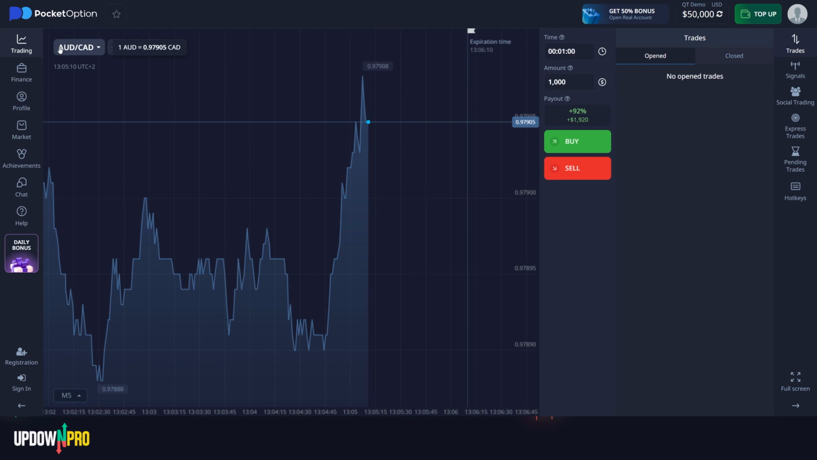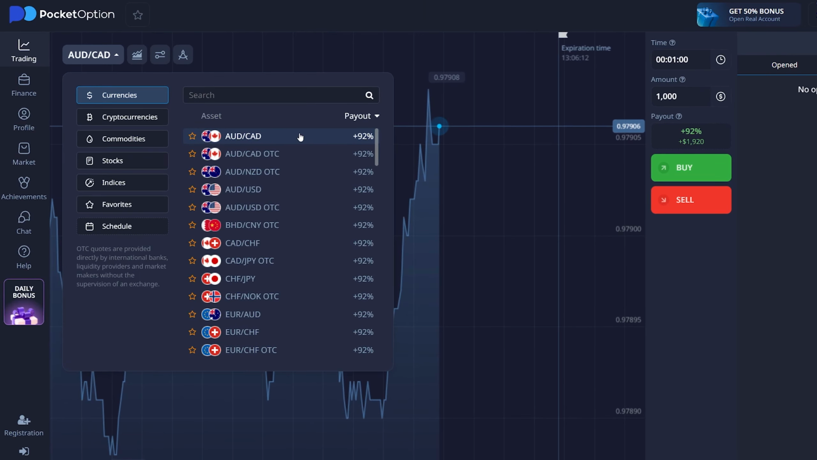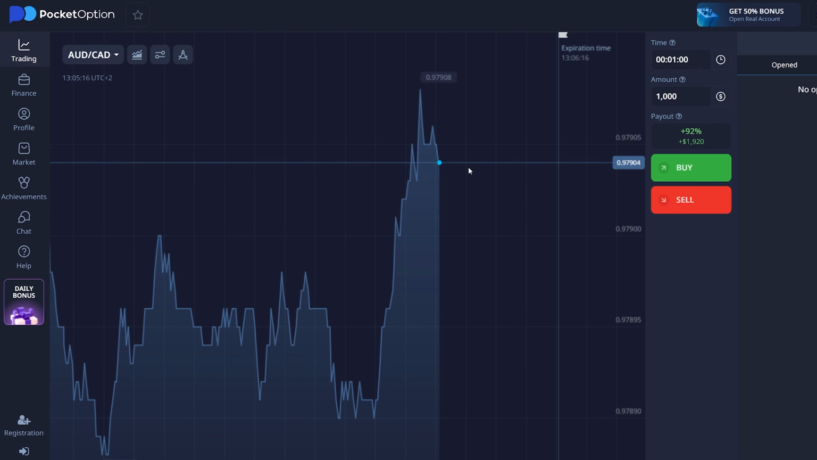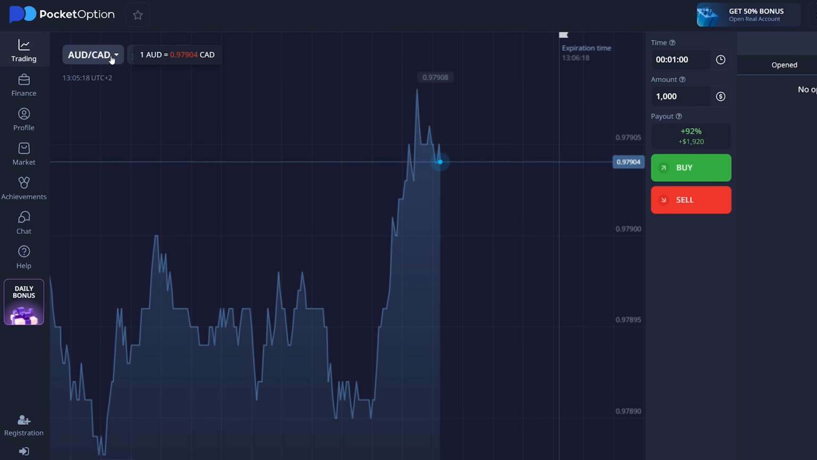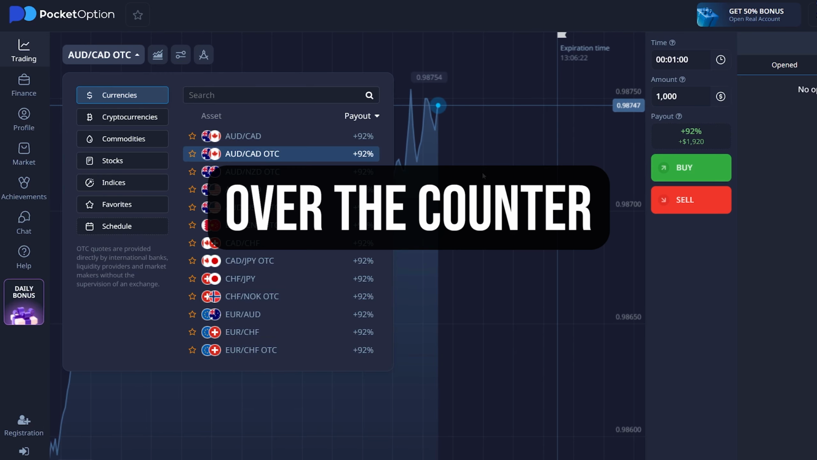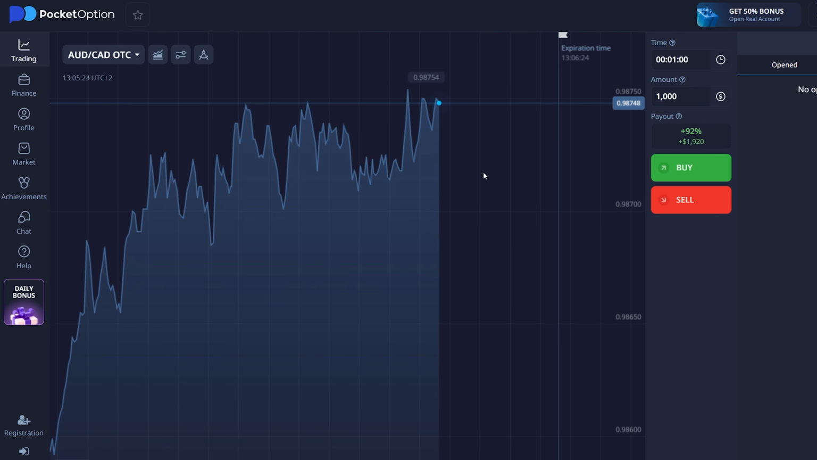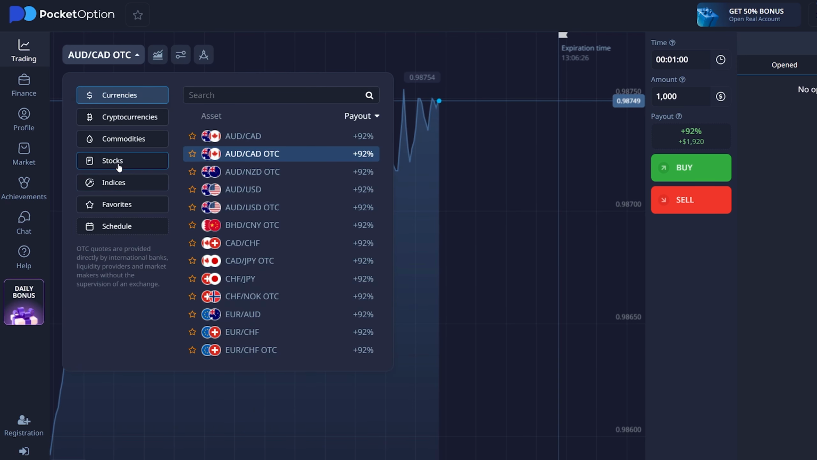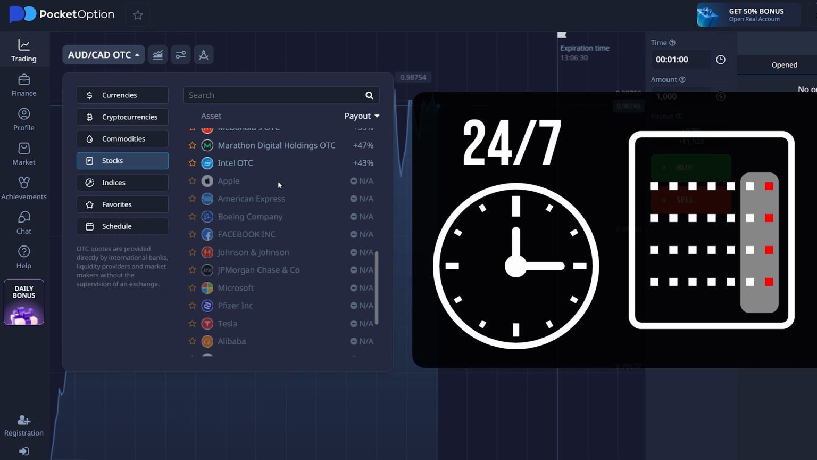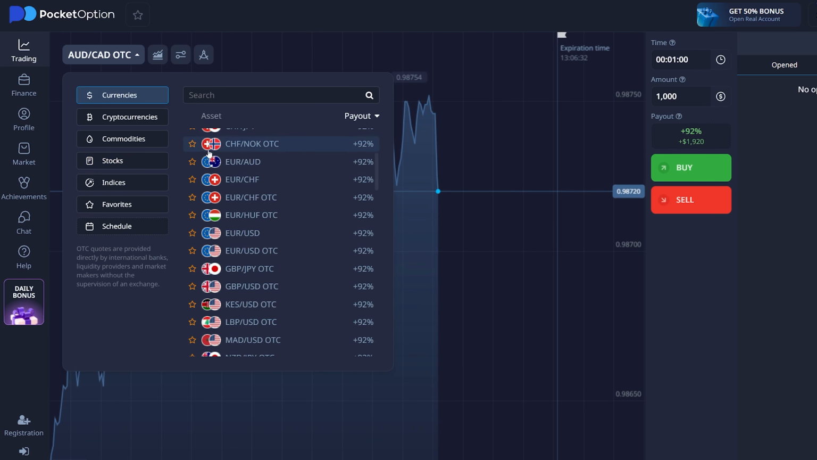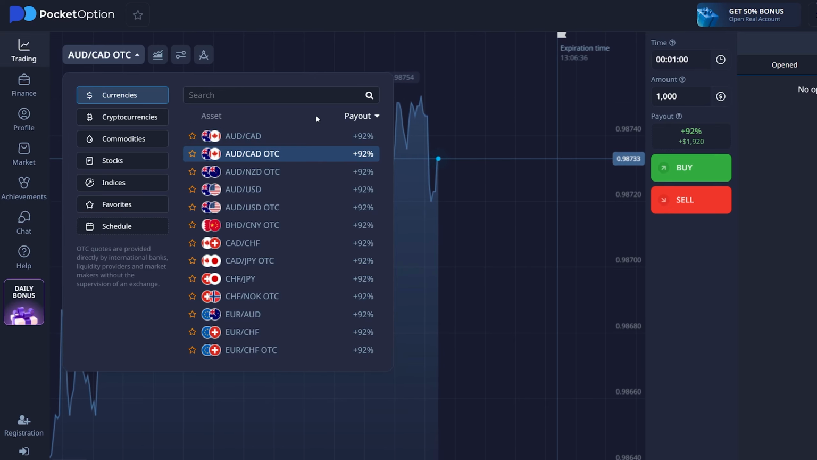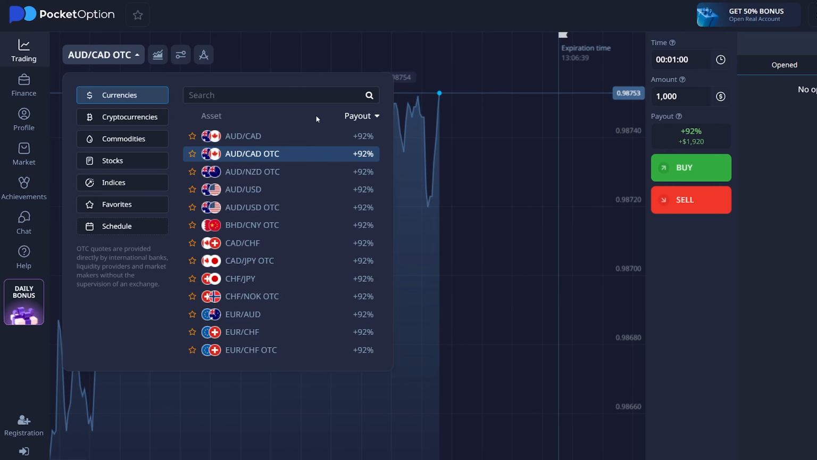You may also notice two different market types. The first is the regular market. These prices are based on the underlying financial markets while they are open. Some markets are labeled with an OTC suffix, which stands for over-the-counter. OTC markets are available when the regular markets are closed, making it possible to trade outside normal exchange hours. For now, the most important thing is simply to recognize which market you're trading. We'll cover the differences in more detail in a future video.